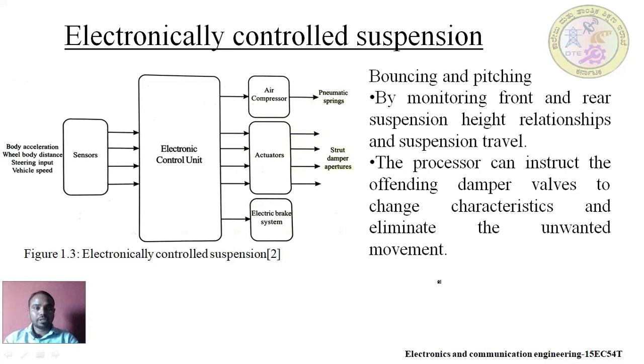Now coming to the next topic, that is bouncing and pitching. We encounter these while driving a car on irregular roads. Under these conditions, it monitors the front and the rear suspension height, the relationship and the suspension travel. What does it mean? That means the sensor is going to observe the wheel-body distance.